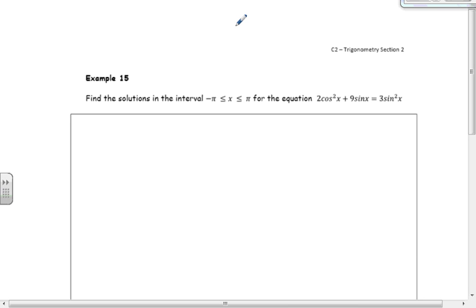C2, Trigonometry, Section 2, Example 15. So here we have to find the solutions between minus pi and pi for the equation 2 cos squared x plus 9 sine x equals 3 sine squared x.